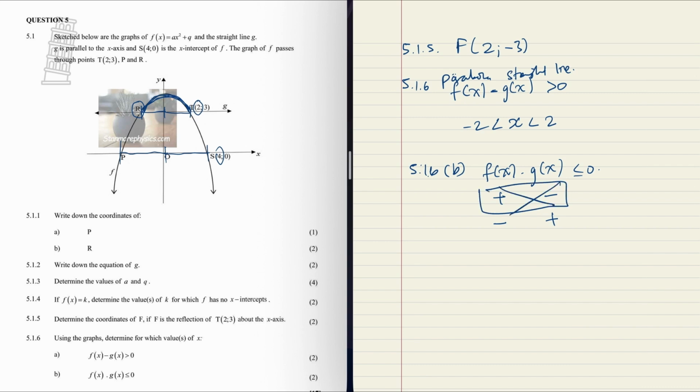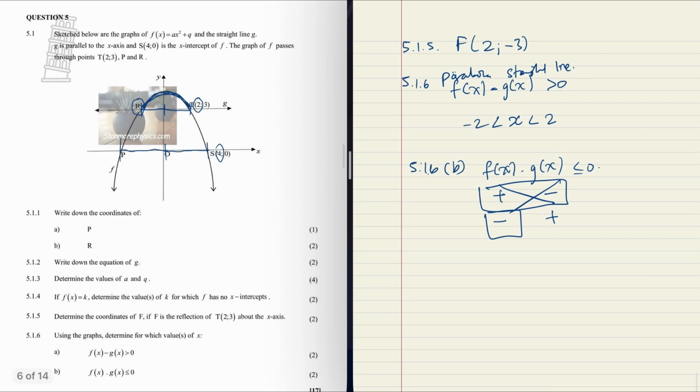So simply what we're looking for is, where is f of x going to be negative? So f of x is negative here. It's negative here. And it's negative here. So our solution here is going to be that x must be less than negative 4, or x must be greater than 4.